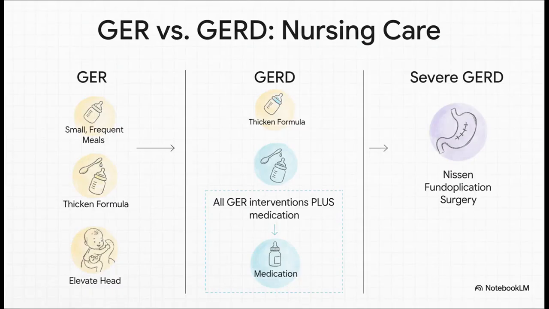So for us as nurses, our game plan really scales up depending on how serious this is. For basic reflux, we start with the simple stuff: smaller, more frequent meals, thickening the formula with a little rice cereal to weigh it down, and keeping the baby upright after they eat. But if it's diagnosed as GERD, we do all of that, plus we add in medications like PPIs to cut down on the acid. And for the really severe cases, that's when surgery, like a Nissen fundoplication, comes into play.